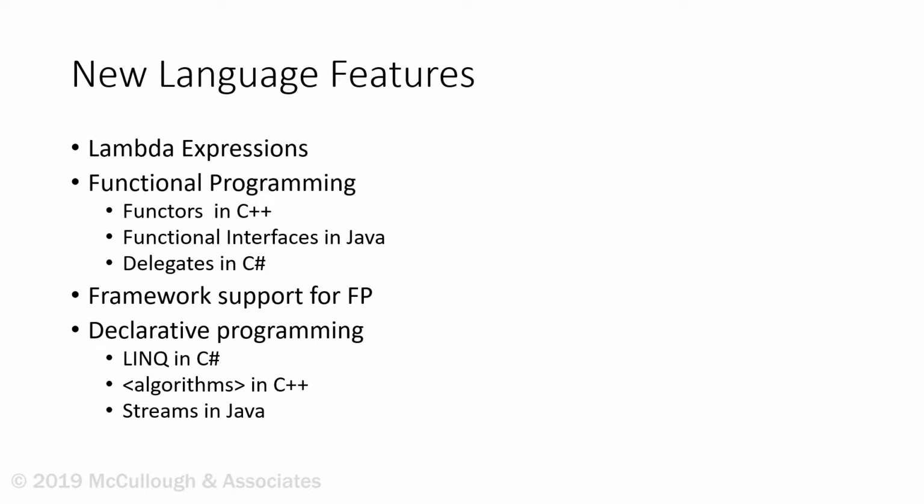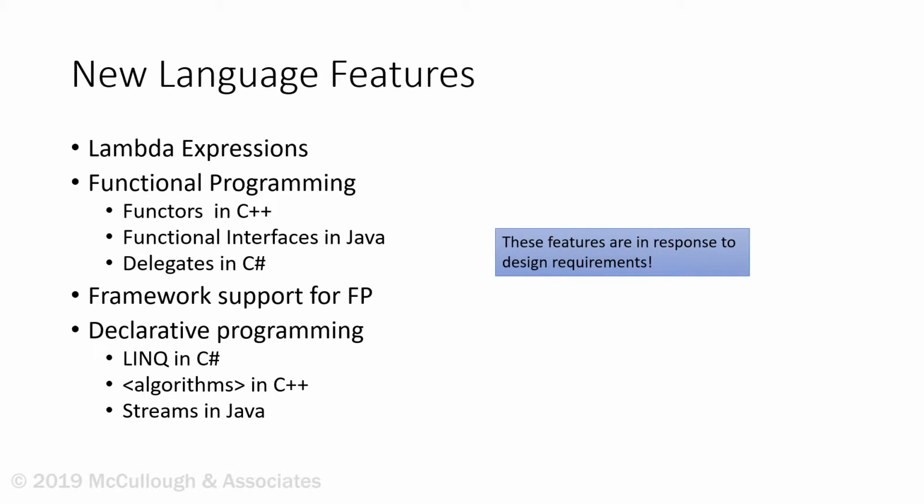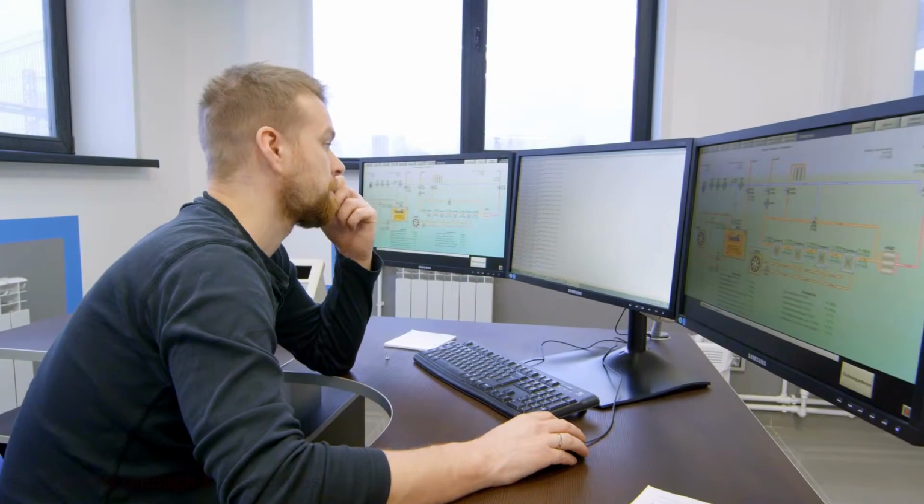This leads to something else as well that we call declarative programming. The Language Integrated Query or LINQ in the .NET libraries, algorithms headers in C++, and the streams, these are all supportive of declarative programming and what we sometimes call fluent interfaces. Now, why have all these new language features? It's in response to the kinds of designs that designers are trying to achieve. Design concepts that have been around for a long time, but were maybe not so conducive in the languages to elegantly implement these great designs.